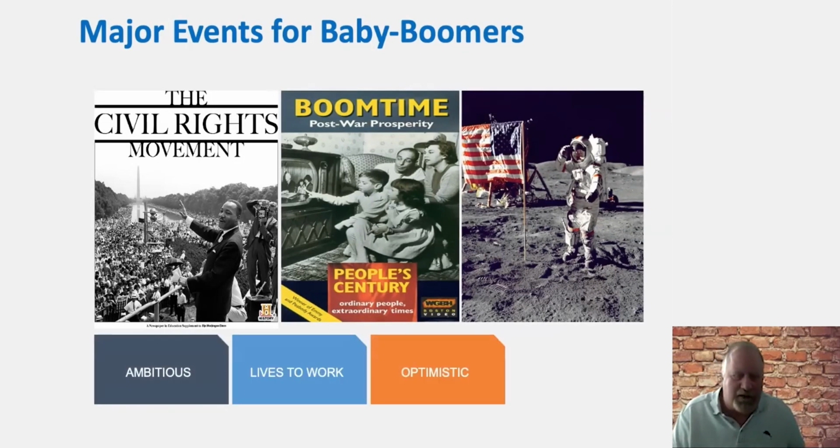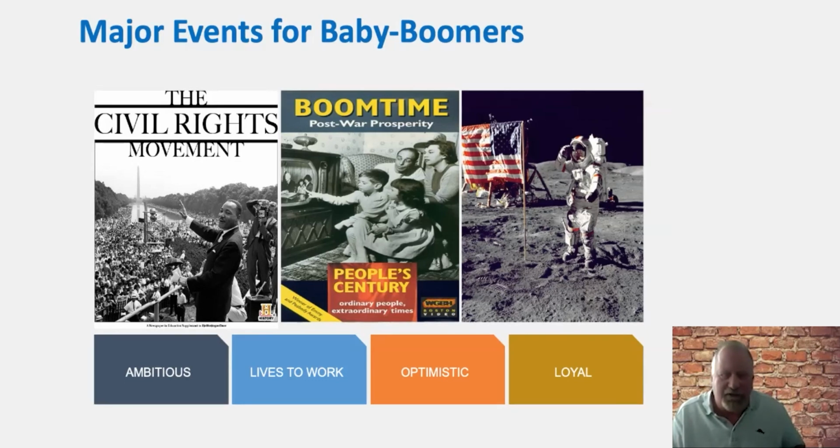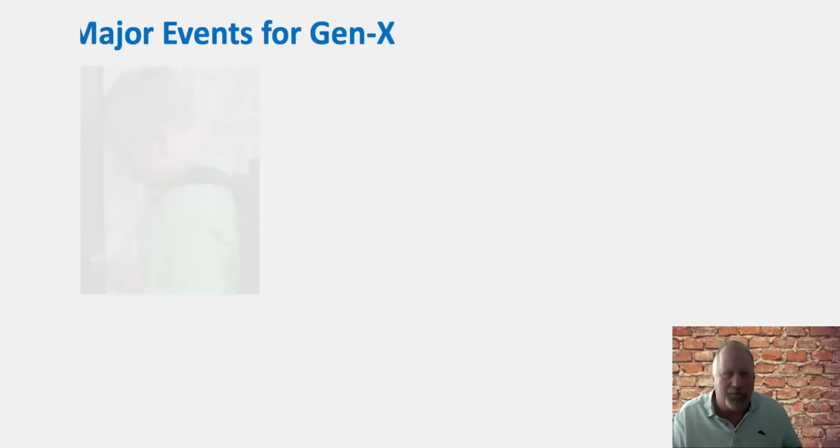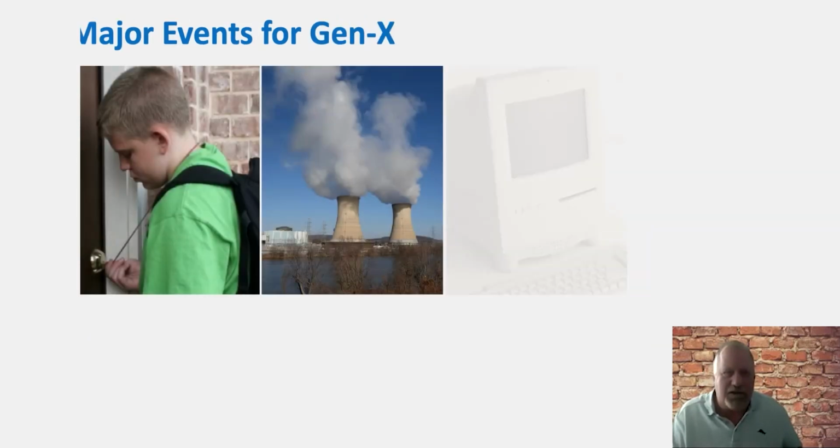There are a couple of things that people find about baby boomers. They tend to be ambitious. They tend to live to work, so they really enjoy working. They're more optimistic, and they tend to be very loyal to companies and loyal to products. So this is just a few things in general that they found about baby boomers. Next, let's look into the Gen Xers.